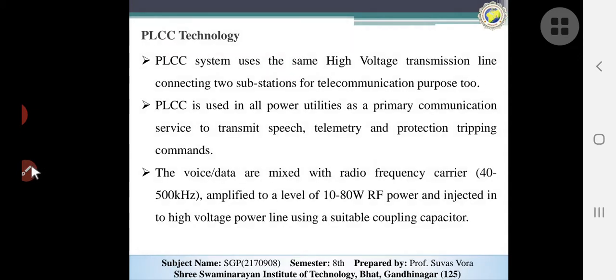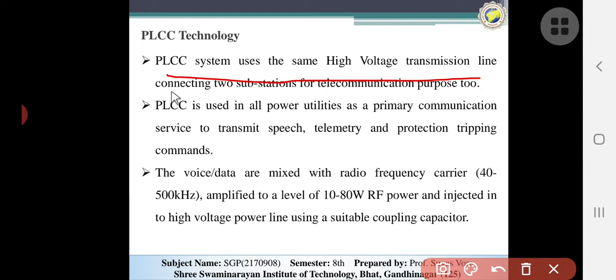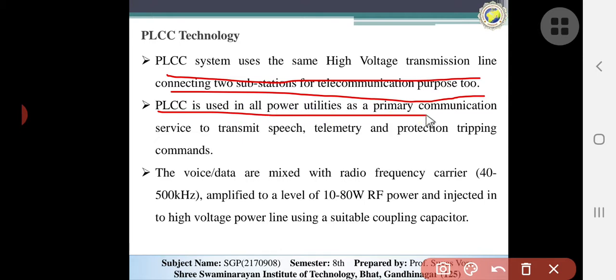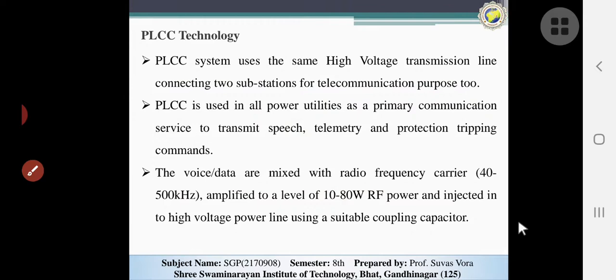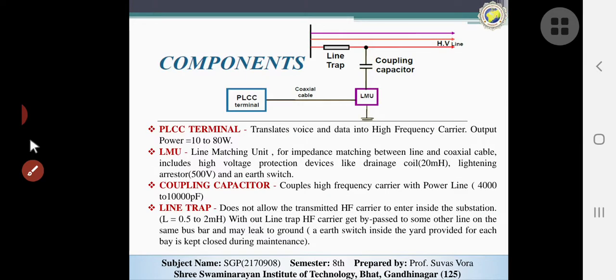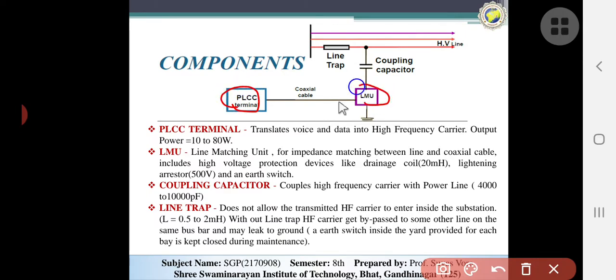In PLCC technology, the system uses the same high voltage transmission lines connecting the two substations for telecommunications purposes too. PLCC is used for long distances in primary communication systems. The voice and data are not mixed, so they generate different types of output RF power. Now the components: PLCC terminals, LMU, coupling capacitor and line trap.